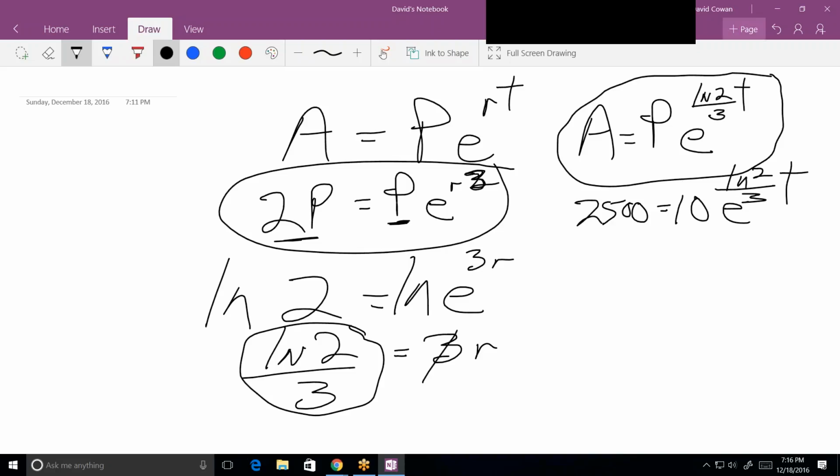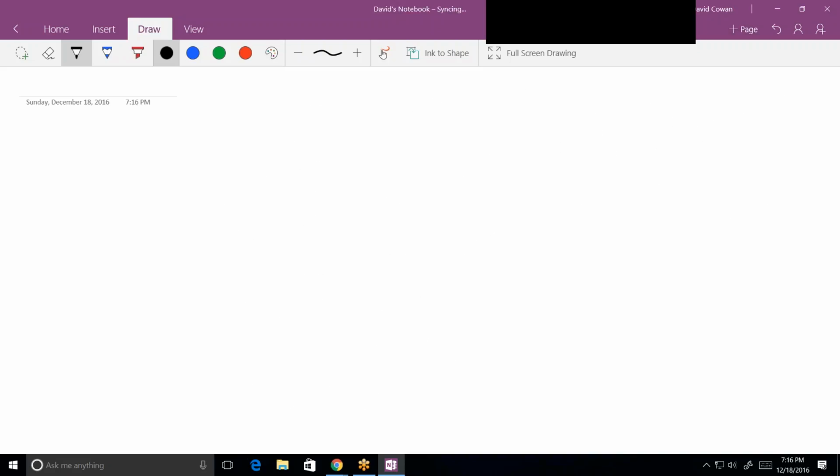All right. What else, William? The half-life of a substance is found to be 1,000 years. The substance decays by the law of exponential decay. Okay. If 1,000 grams are present initially, how many grams will be present in 410 years?